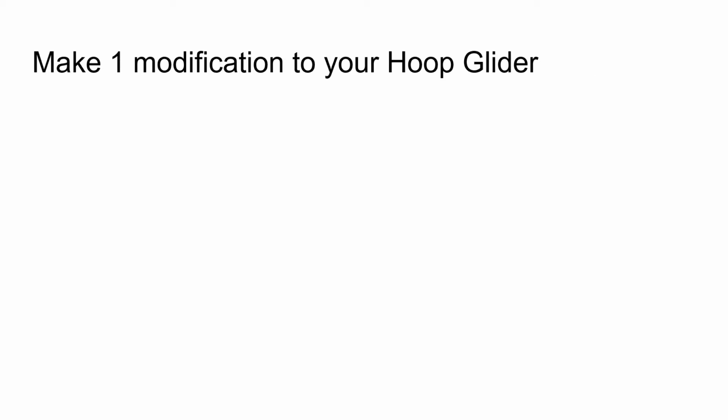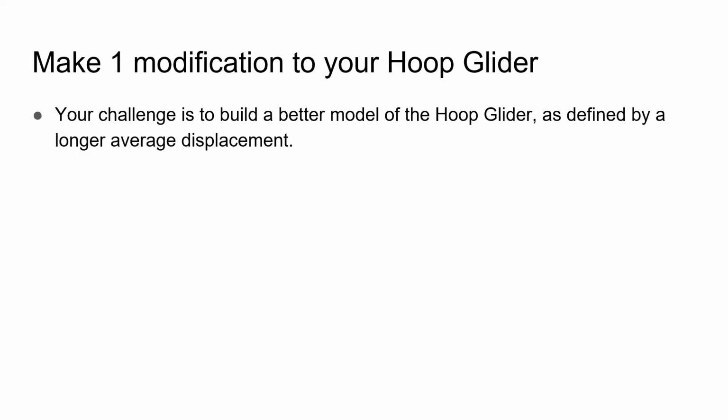So specifically, here's what I want you to do. You made your original model. You should have the dimensions of that, and you should have measurements of how well it flew. I want you to pick one thing to change, one variable about your hoop glider that you can change, with the goal in mind of trying to make it fly better. Now, you made some observations of it. What do you think might make it fly better?